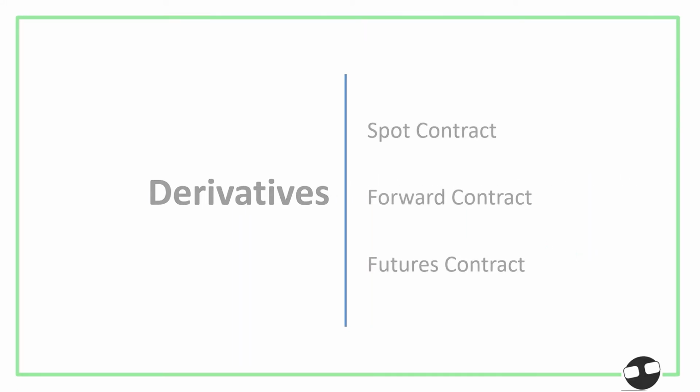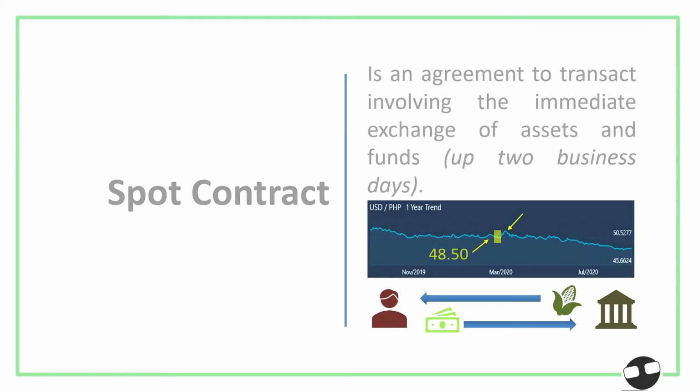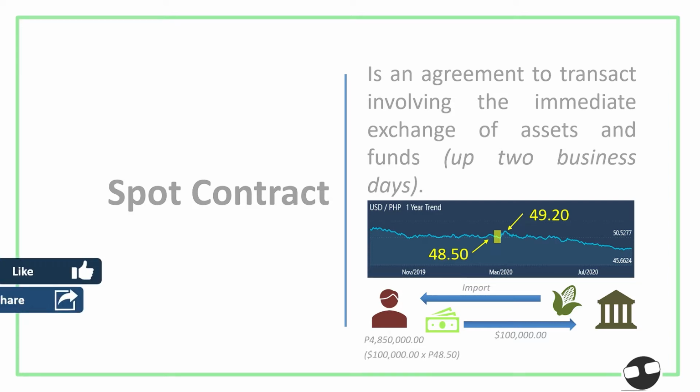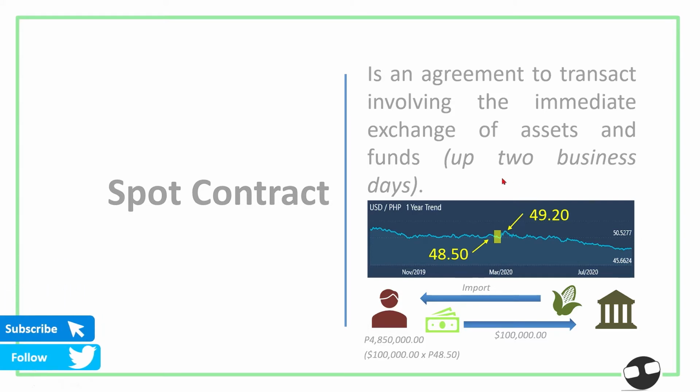Now, the common types of derivatives are the spot contract, the forward contract, and the futures contract. So what is a spot contract? It's actually an agreement to transact involving the immediate exchange of assets and funds. Usually it takes up to 2 business days.